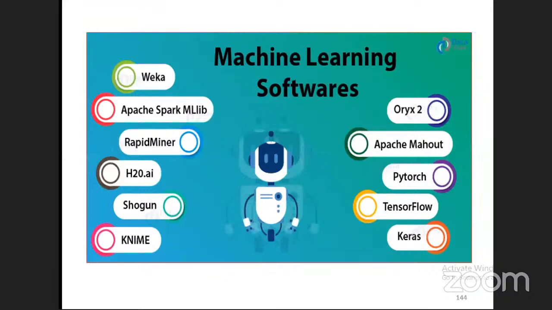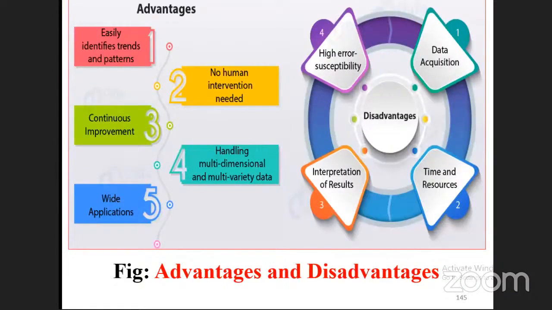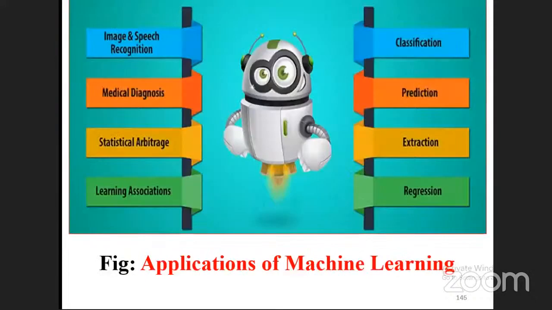Now the advantages and disadvantages. Easily identify trends and patterns in machine learning. No human intervention is needed. Continuous improvement. Wide applications, handling multidimensional and multivariety data. Disadvantages: high error rate and susceptibility, data acquisition, time and resources, interpretation of results, etc.